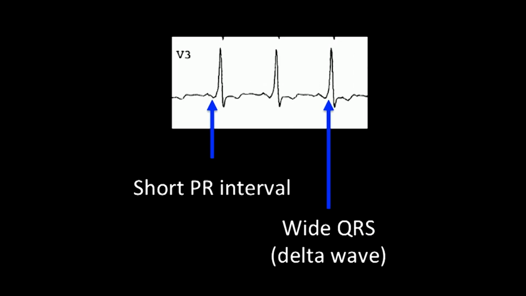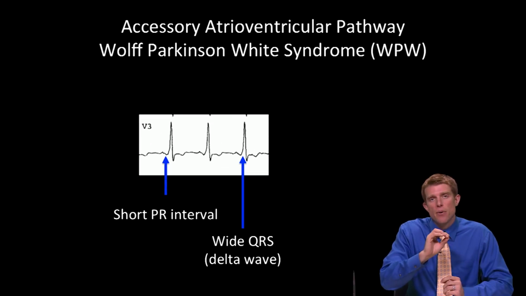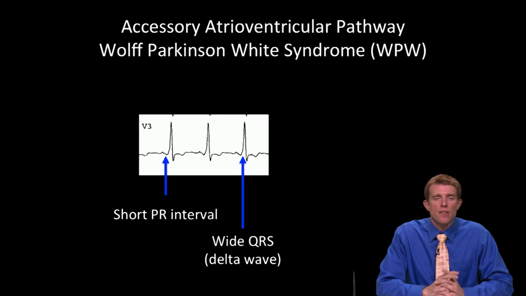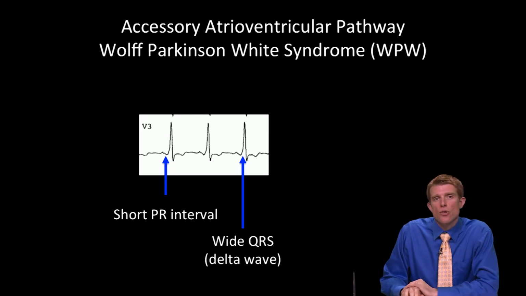And that's because that electrical activity came through the accessory pathway, and then the normal pathway took over as the electrical current went through the bundle branch. But that slurred component, the delta wave, is the part where the electrical depolarization of the ventricle started via our accessory pathway. This is also known as Wolff-Parkinson-White, or WPW syndrome.